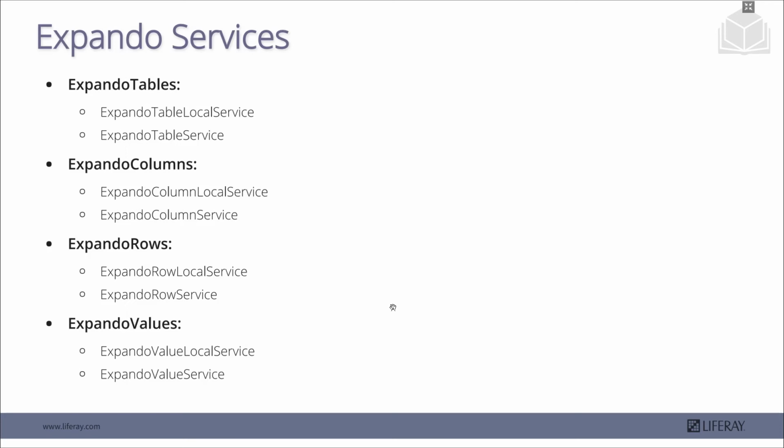So when we're working with this in the back end within the actual code itself, there are a number of services that we can call for the Expando table service, or local service. And each one follows the same pattern, right? If we want to do something with the ExpandoColumn, we have ExpandoColumn local service or ExpandoColumn service, either local or remote services, and so on for each one of the other two, ExpandoRow and ExpandoValue.